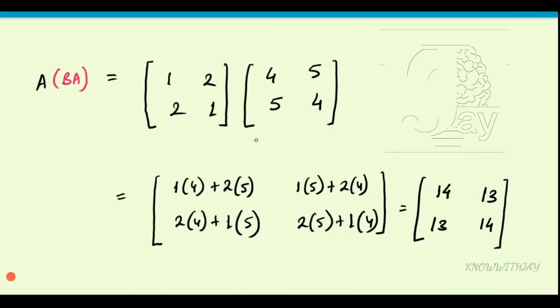Now we multiply BA with the matrix A. Okay, so BA with the A to be multiplied. So the same process, and we get 14, 13, 13 and 14. This is the final answer.